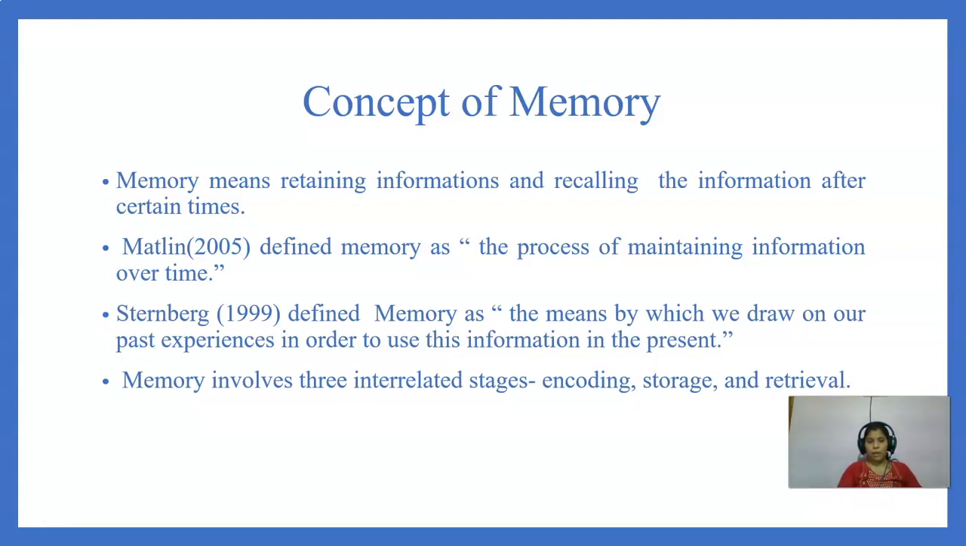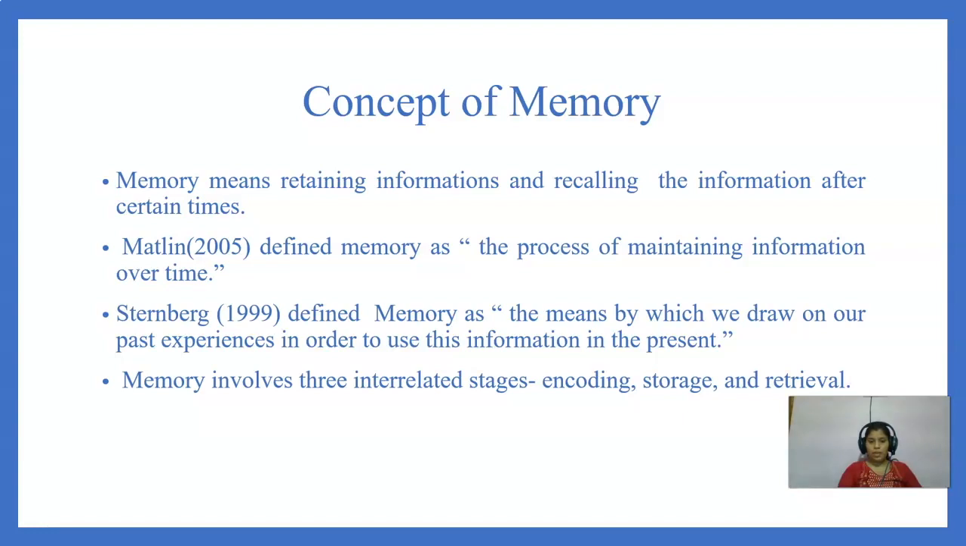The first definition of memory was given by Matlin. According to this definition, memory means the way we retain or keep the information. So let me give you one example. Suppose I have visited a place, and when I have to narrate my experiences, I can narrate those experiences. I can narrate my experiences of that place because I have kept the information in my mind. So this process is called memory.